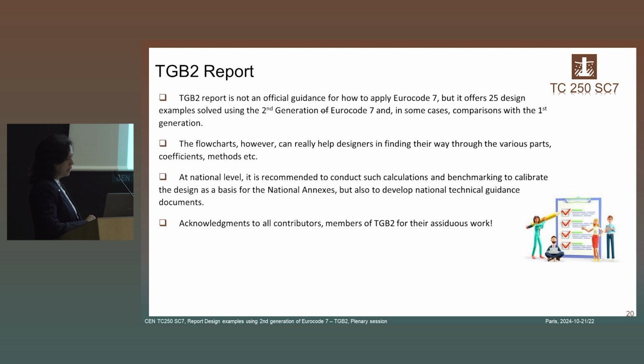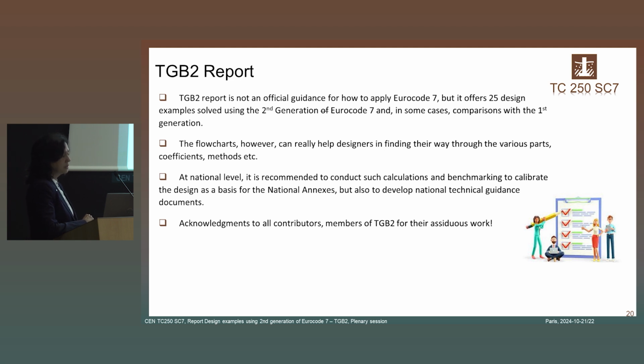EG3. It is a major improvement also that we managed to have this final report that will be published, because the previous examples from EG3 were not published, and this was a problem for all the previous users of the first generation code. And the flowcharts indeed are the element that can be considered as a guidance element for using the code, giving all the stages that have to be done in order to have a complete design.